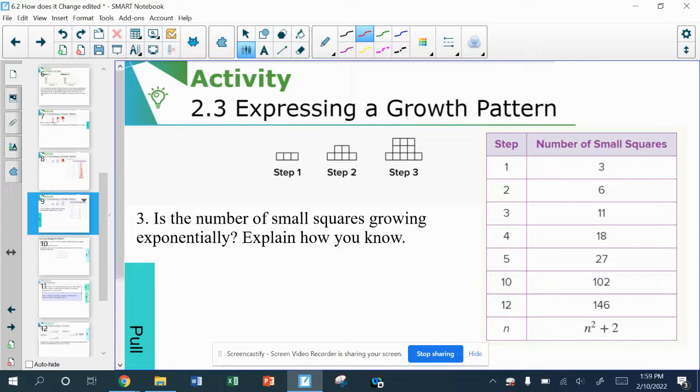So here's the table that we just figured out. And question 3 is asking if the number of squares is growing exponentially. I've mentioned exponential growth earlier. Exponential growth means that I'm multiplying by the same thing every single time. And I want to see if that's really happening. So to go from 3 to 6, for instance, I'd multiply by 2. Does it keep going like that? 6 times 2? Oh no, that's not 11. I don't even have to keep going, because it's not multiplying by the same thing every time. That's what exponential growth is, even though we haven't really studied that yet.